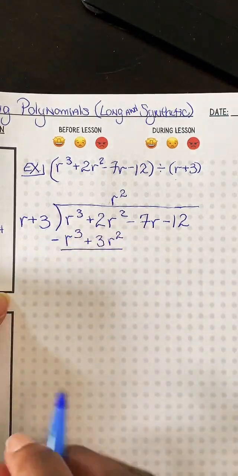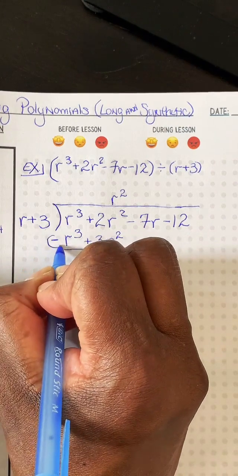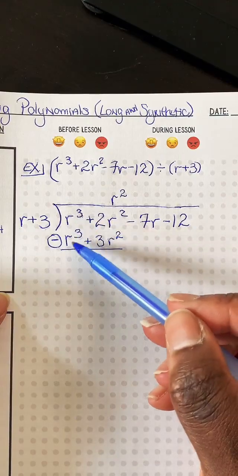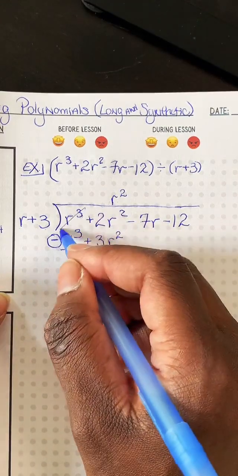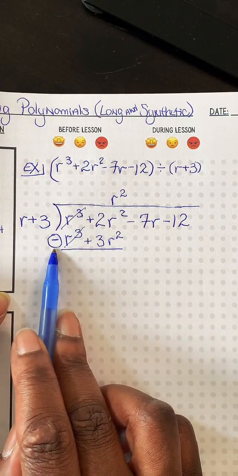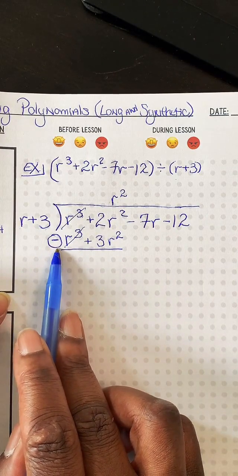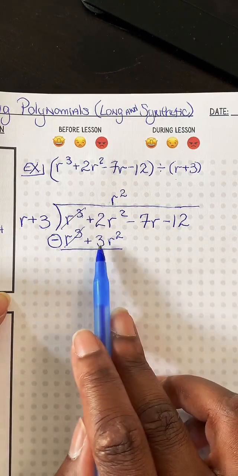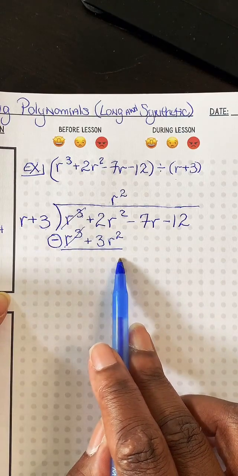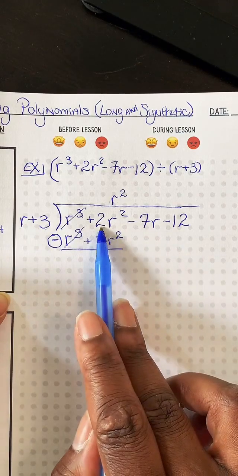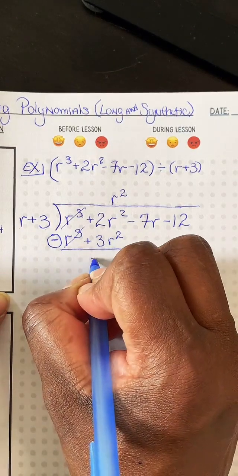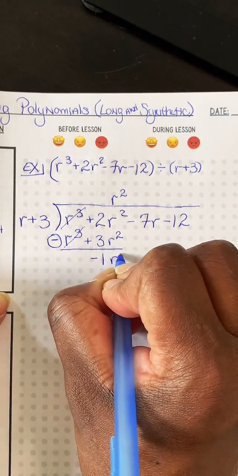Now, we're going to subtract these two. When we got r to the third minus r to the third, guess what? They cancel out. So make sure, I like to put my sign and circle it so it reminds me that I'm subtracting. Because I know for sure some of you saw this and said, oh, 5r squared. No. It's going to be 2 minus 3r squared.